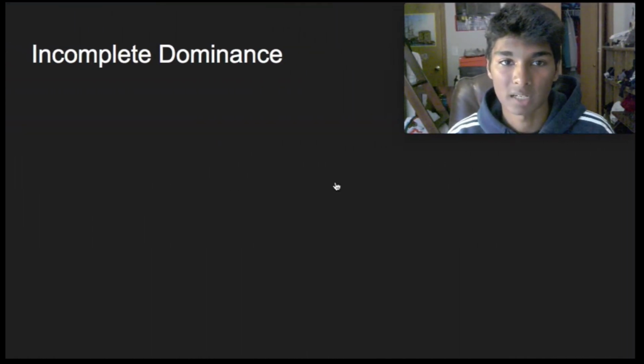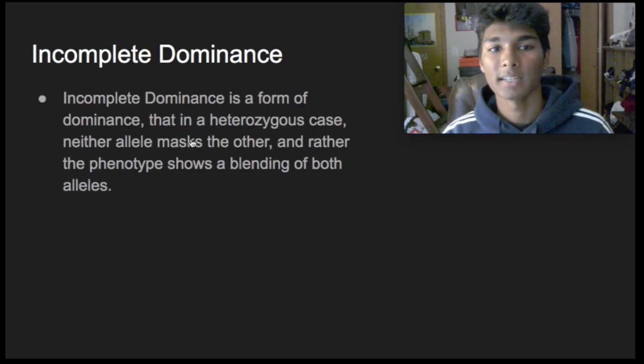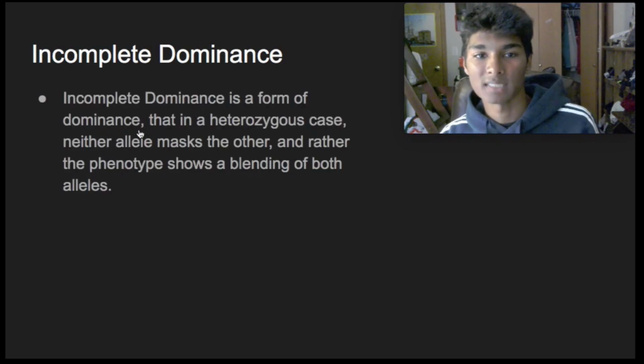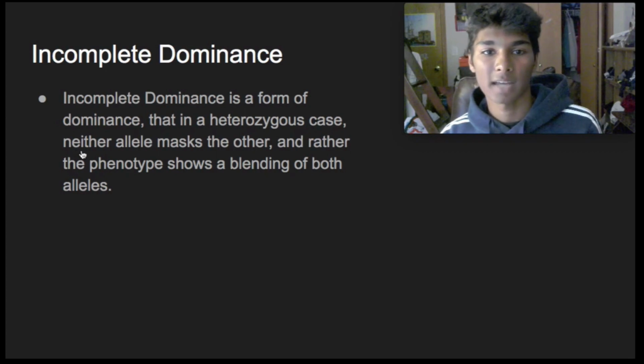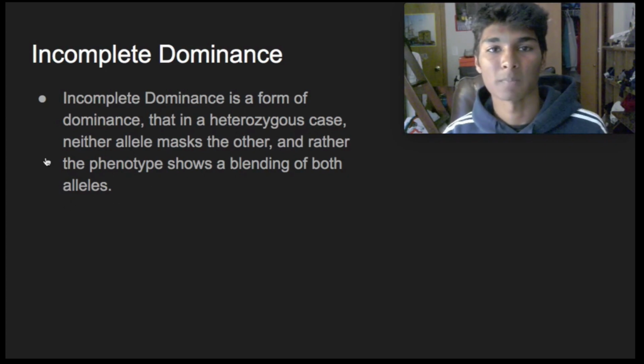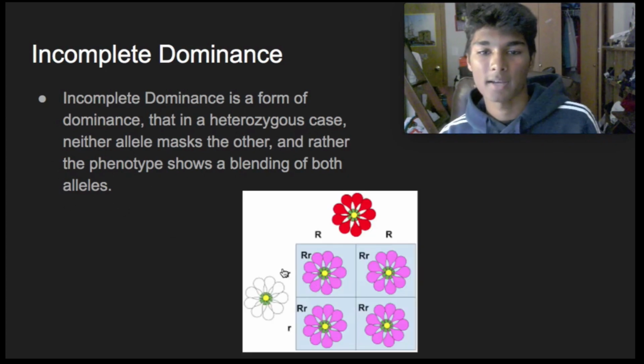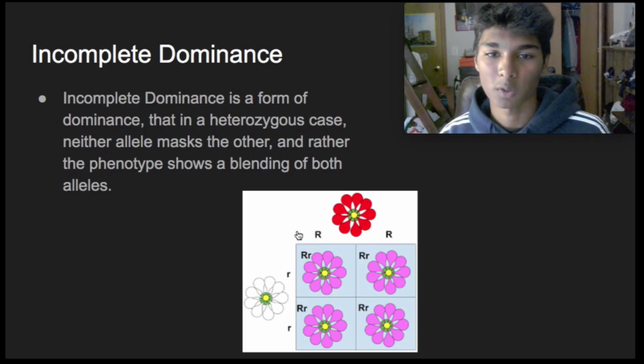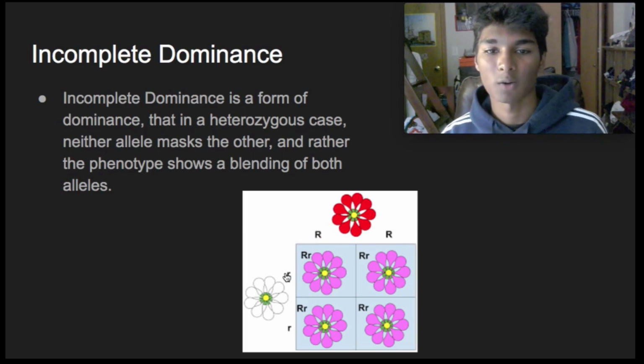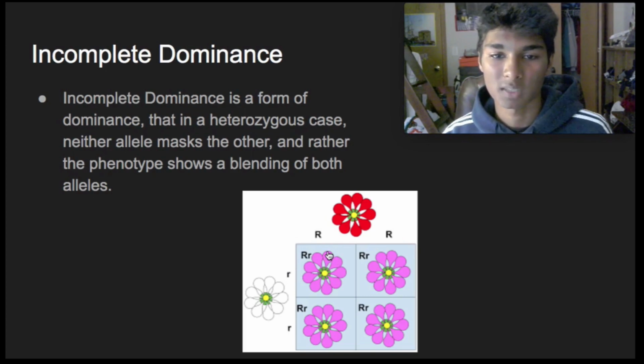Alright, let's dig into another type of dominance called incomplete dominance. By definition, incomplete dominance is a form of dominance where, in a heterozygous case, neither allele masks the other, and rather the phenotype shows a blending of both alleles. I have an image to help us make sense of this definition. In this Punnett square, you can see that a homozygous red flower is being crossed with a homozygous white flower to produce these offspring.